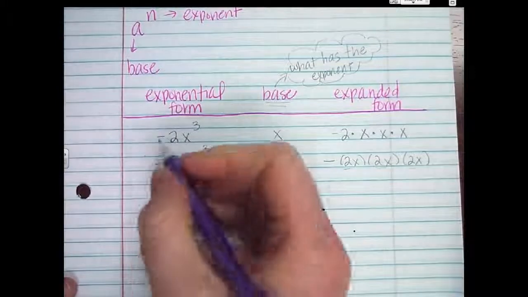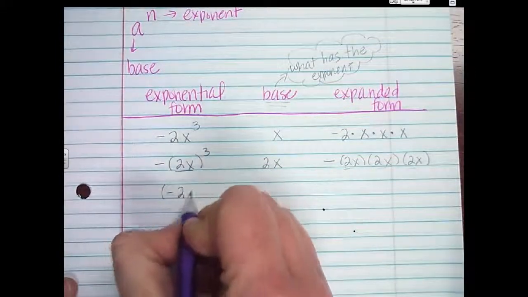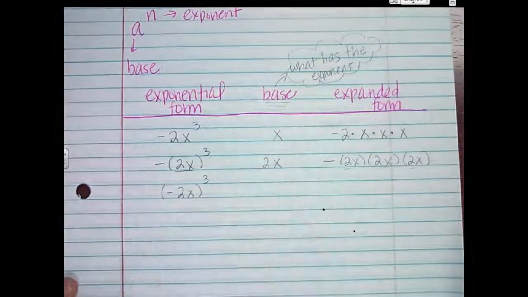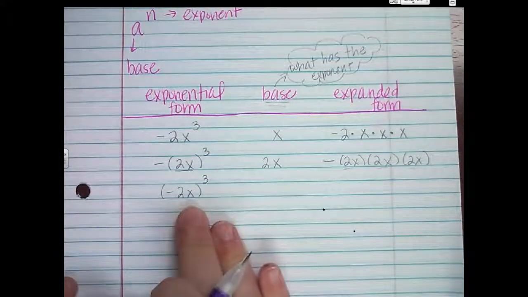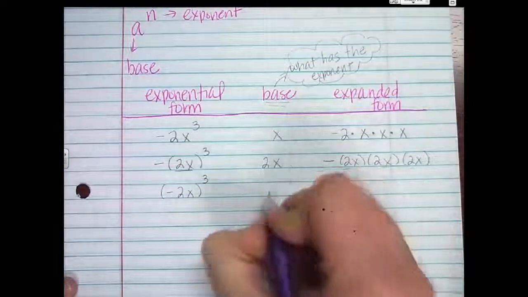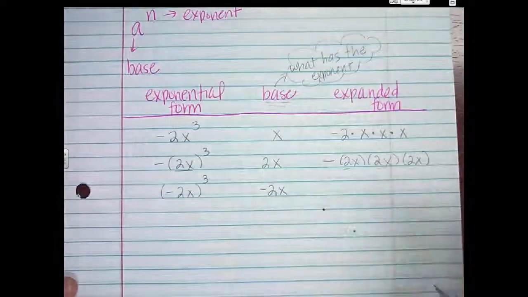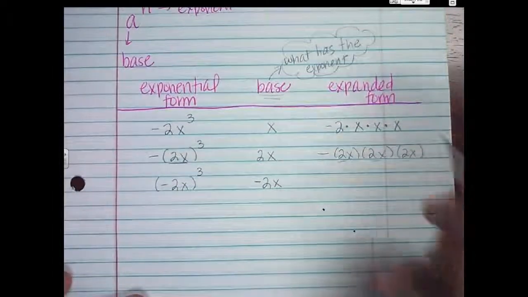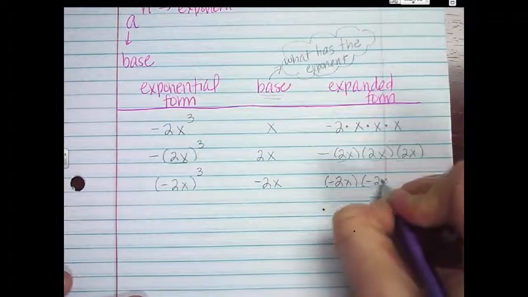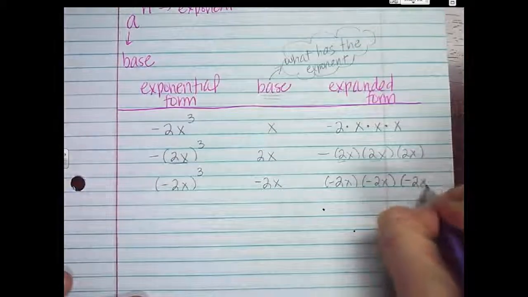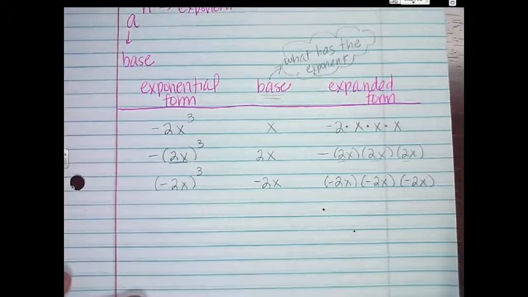Let's look at one more. Now I have everything is being raised to the third power. So the negative 2x is the base, which means the expanded form would be negative 2x, negative 2x, negative 2x. So I have it 3 different times.